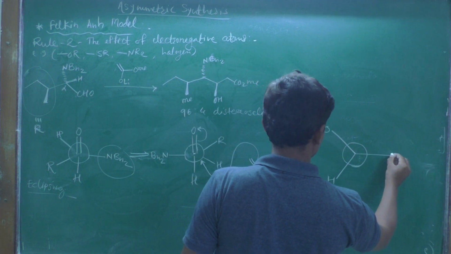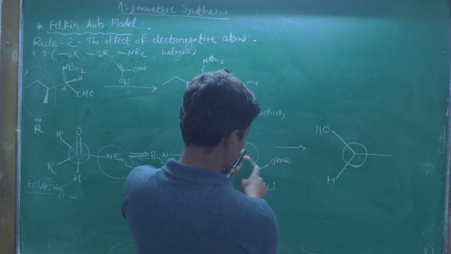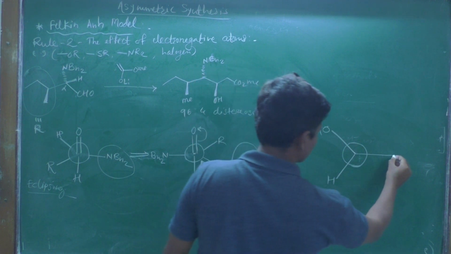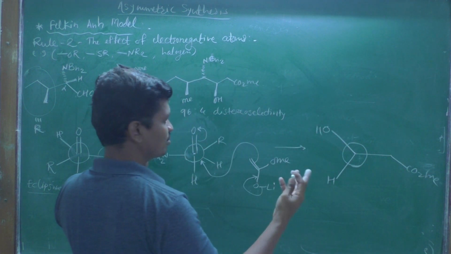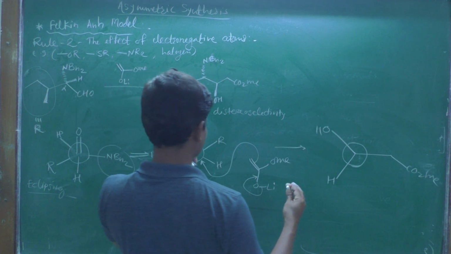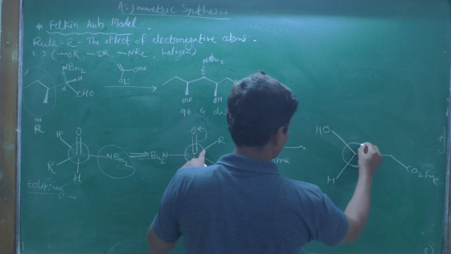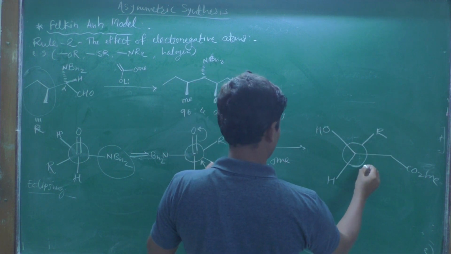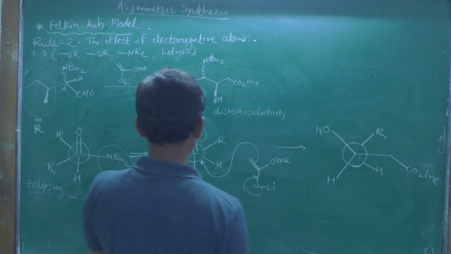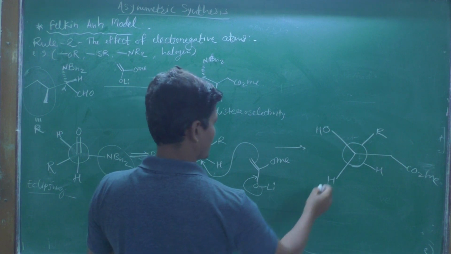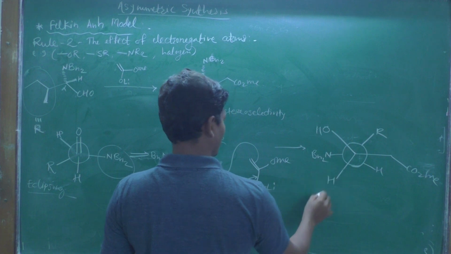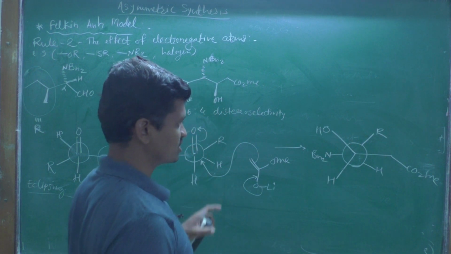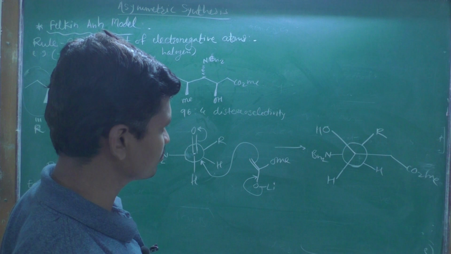So CH2CO2Me. Rear carbon atom keeping constant, the substituents are keeping constant. So here R, here hydrogen, and here N-dibenzyl group. Okay, so this is the situation.